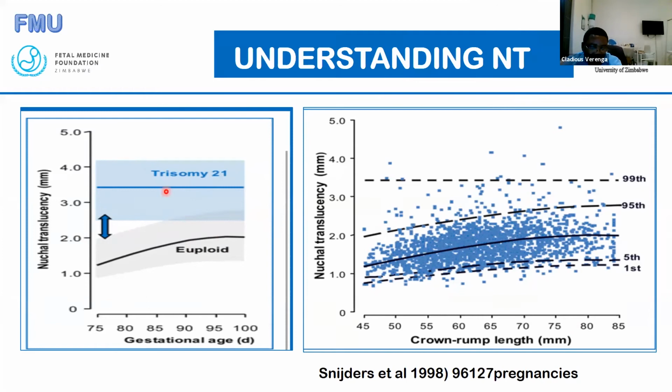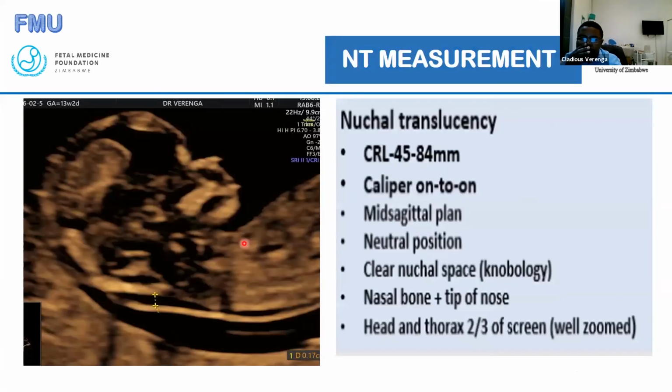So the best time to do this screening is between 11 to 12 weeks, because the test performs better: you can easily distinguish these babies if you measure at 11 to 12 weeks than if you measure at 13 to 14 weeks. This has been explained well, and this one.